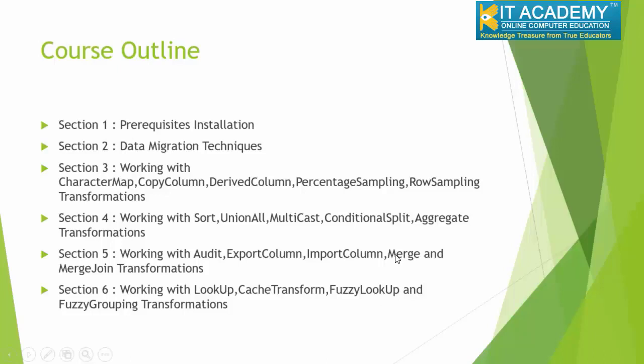And then I have discussed the merge and merge join transformations and the differences between them. In the next section, I have discussed the lookup transformation, which is pretty much like an equi-join for us, and how we can improve the performance of the lookup with the help of the cache transform. Then how to handle bad data using fuzzy lookup and how to remove unwanted duplicates using the fuzzy grouping transformation. So this is what we have discussed in section 6.